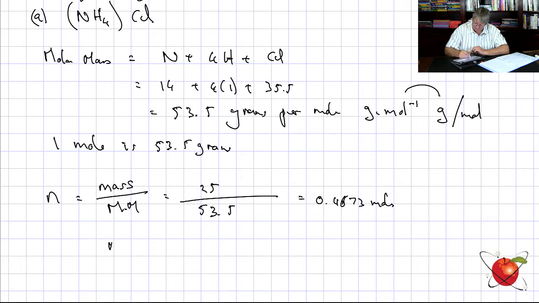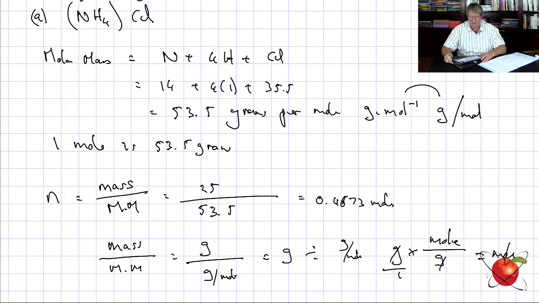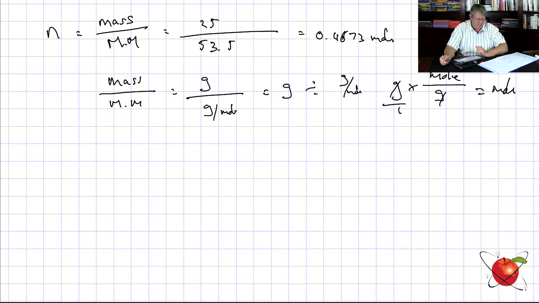Just have a look here. We took mass over molar mass, which is grams divided by grams per mole. That is therefore equal to grams times mole over grams, and it gives me mole. For those of you going further in the sciences, that's quite a powerful tool that you're going to use in physics and chemistry in the future. Okay? Dimensional analysis.